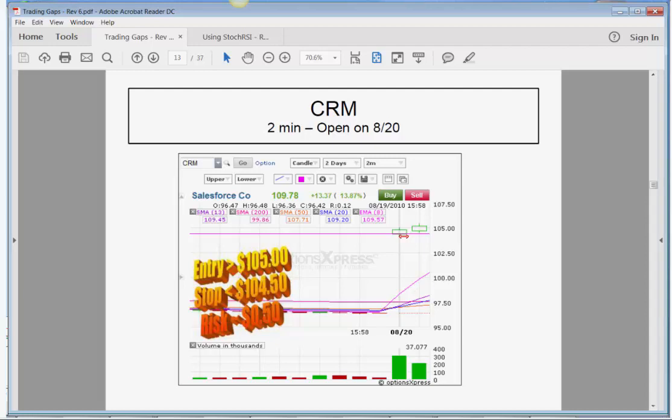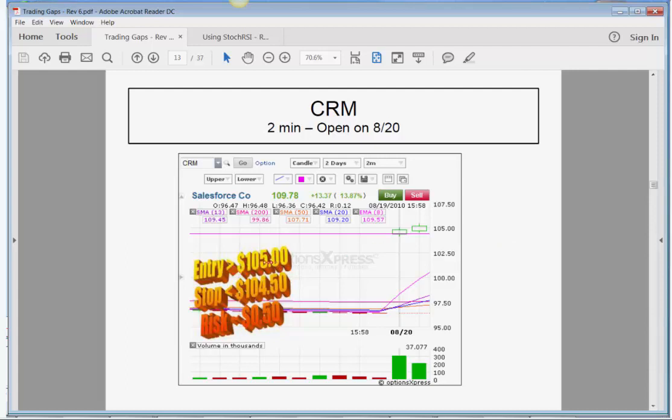Many times if you have a gap that's going to be a runner, an earnings runner, 5 minutes is an eternity. So I use the 2 minute and I want to go long above the top of the 2 minute candle. It could be above the wick or over the body depending on how big the body is. In this case it was the wick.